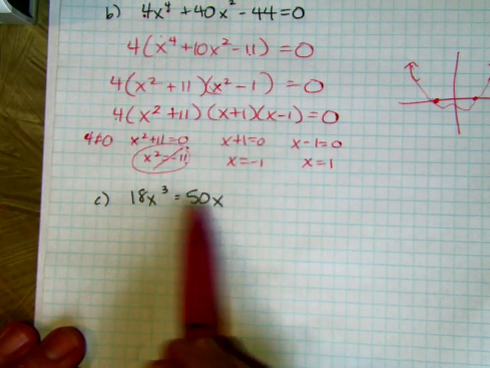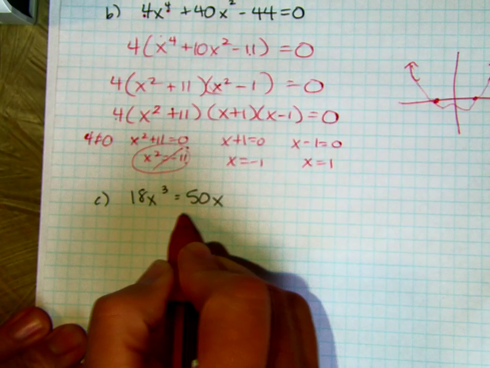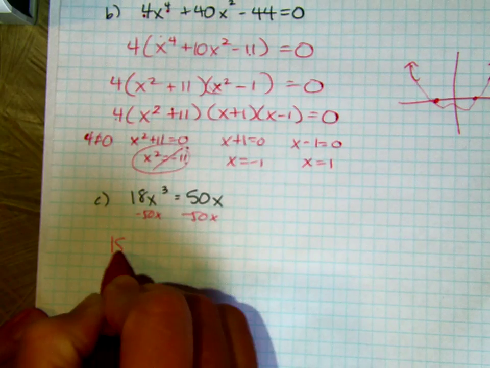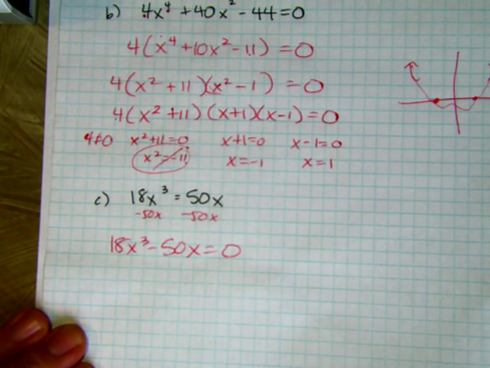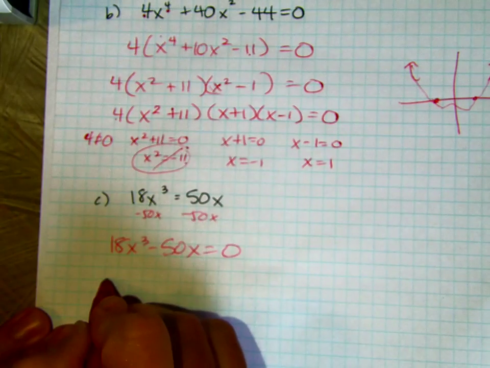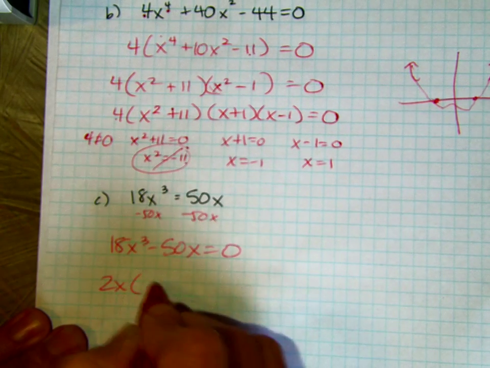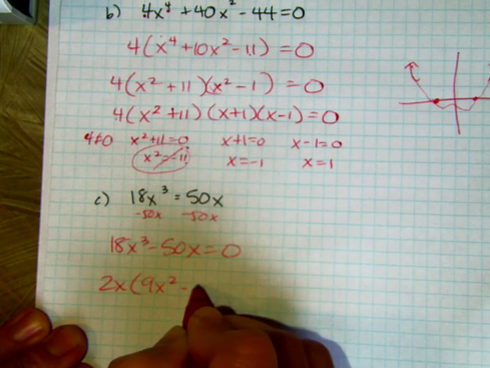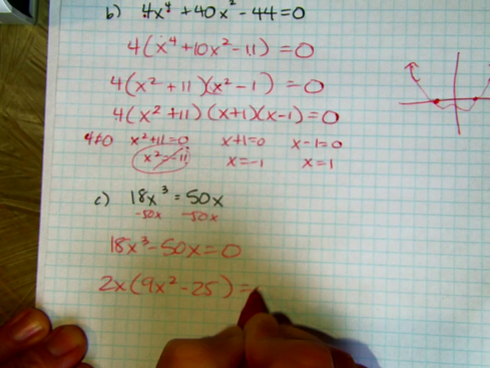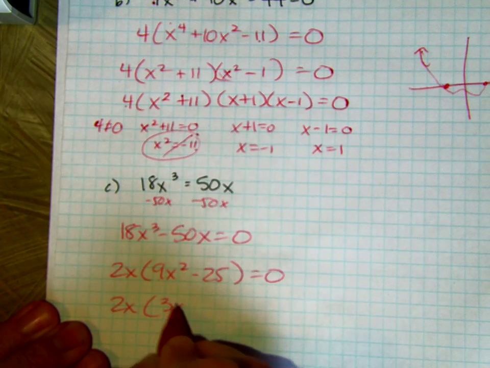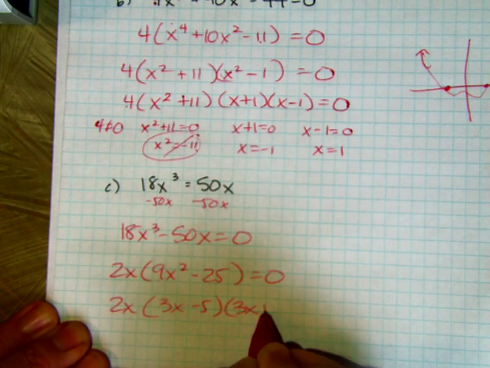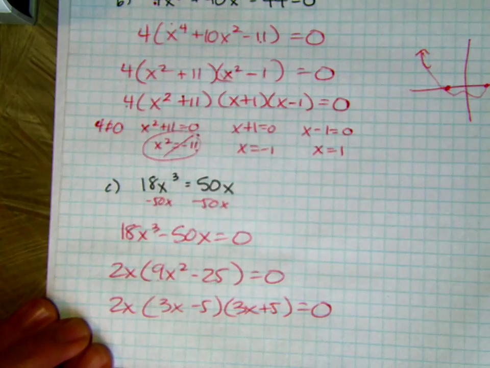What's this? It's not equal to 0. Well, make it equal to 0. Let's subtract 50x from each side. So now I have 18x cubed minus 50x equals 0. Set it equal to 0. What do 18 and 50 have in common? 2, anyway, x. And then I get a 9x squared minus a 25. And you should recognize these beautiful perfect squares. So that's a 3x minus 5 times a 3x plus 5.